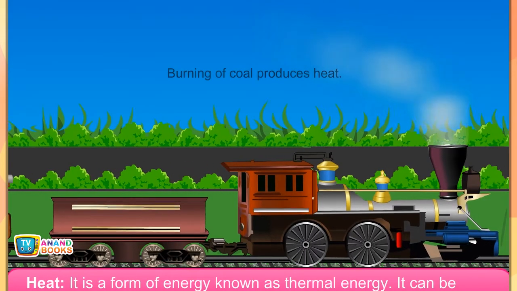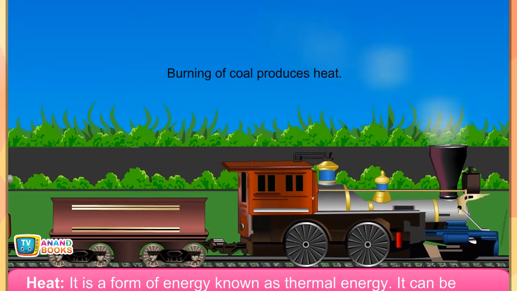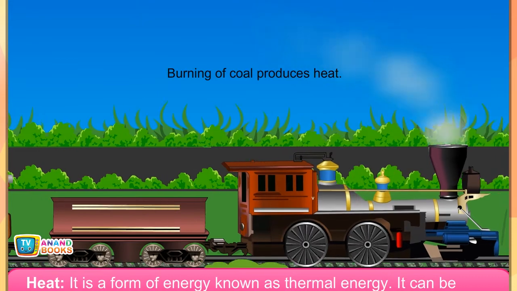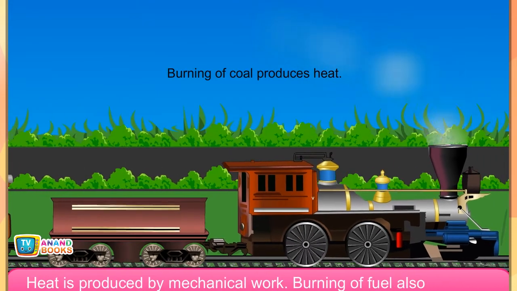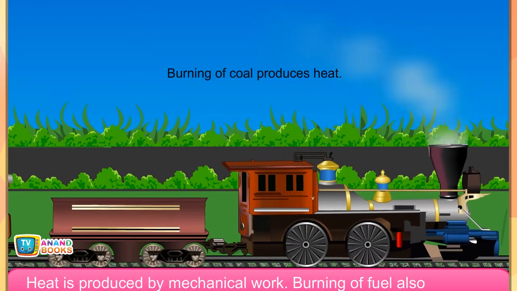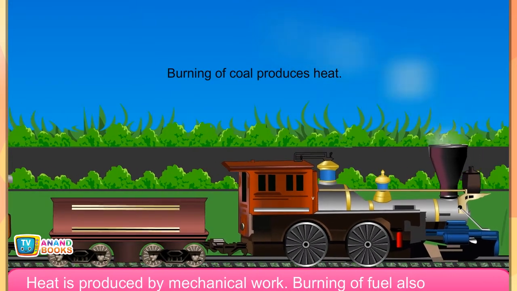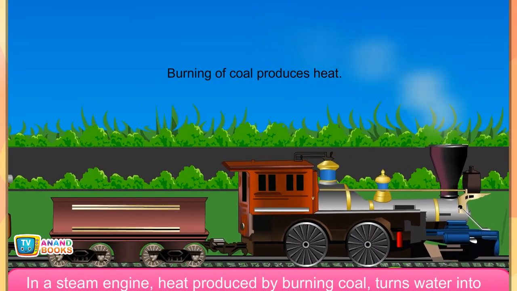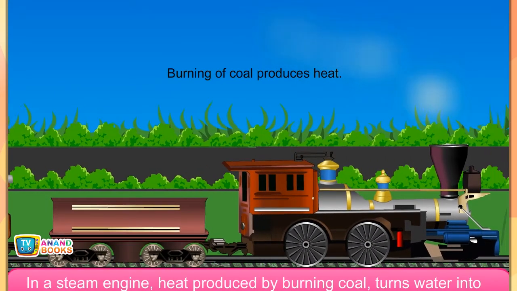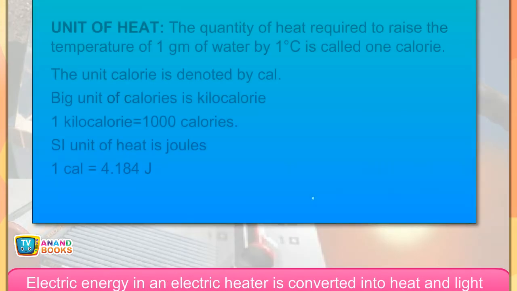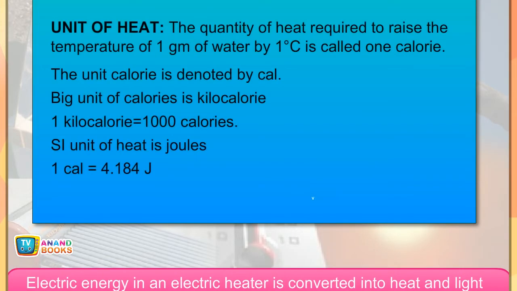Heat. It is a form of energy known as thermal energy. It can be converted into other forms of energy. Heat is produced by mechanical work. Burning of a fuel also produces heat. In a steam engine, heat produced by burning coal turns water into steam, which drives the engine. Electric energy in an electric heater is converted into heat and light energy.